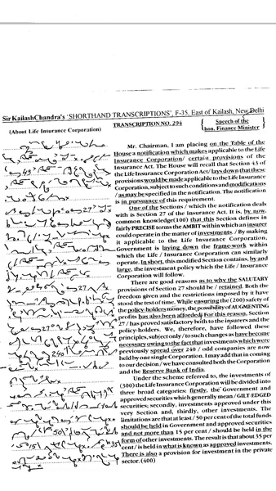Mr. Chairman, I am placing on the table of the House a notification which makes applicable to the Life Insurance Corporation certain provisions of the Insurance Act. The House will recall that Section 43 of the Life Insurance Corporation Act lays down that these provisions would be made applicable to the Life Insurance Corporation subject to such conditions and modifications as may be specified in the notification.